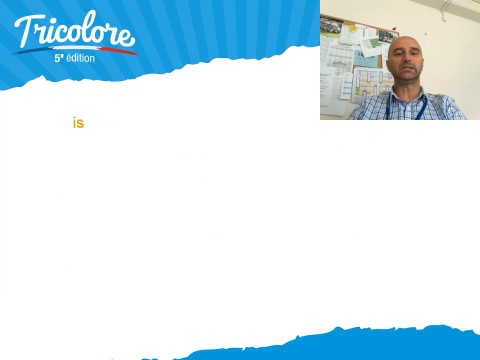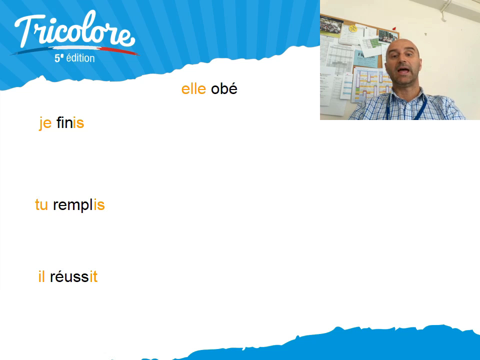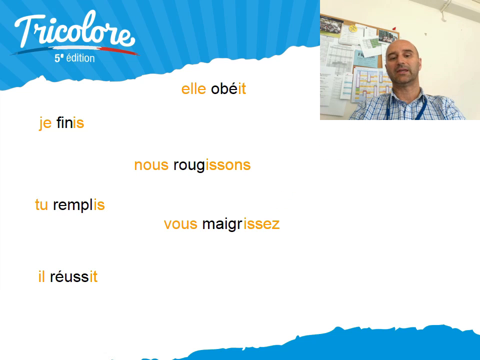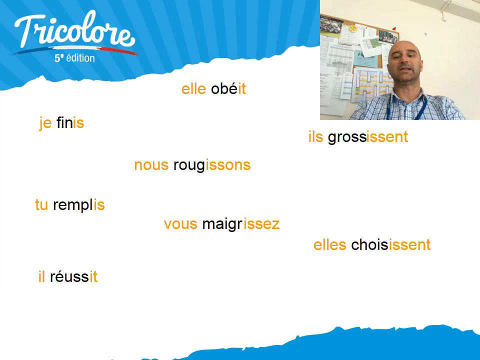Okay, je finis, IS. Tu remplis, IS. Il réussit. So these endings are different, of course, but pronounced the same. Elle obéit. Okay, similar pronunciation. Nous rougissons, so that's where we're adapting a little bit. Vous maigrissez. Again, adapting a little bit. And ils grossissent, elles choisissent.